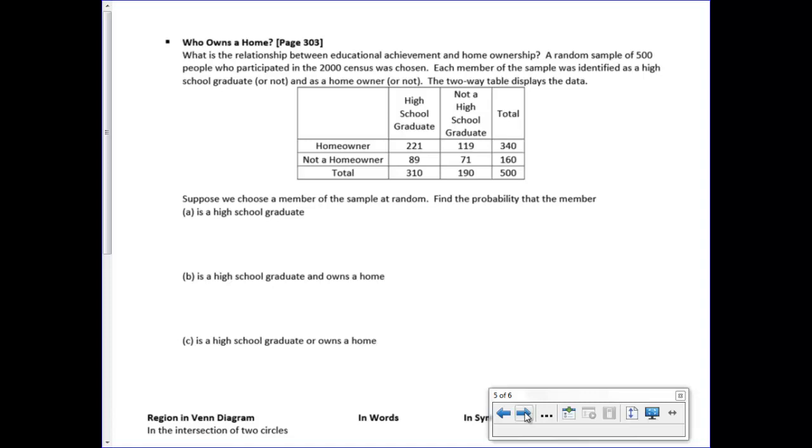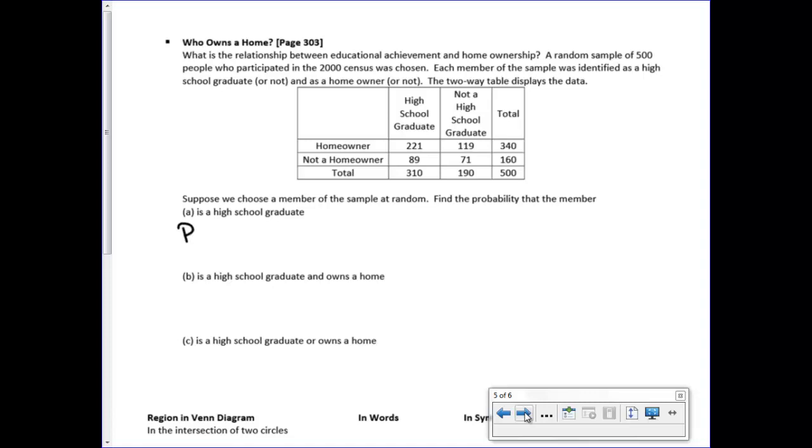What's the relationship between educational achievement and home ownership? A random sample of 500 people who participated in the 2000 census was chosen. Each member of the sample was identified as a high school graduate or not, and as a homeowner or not. The two-way table displays the data. Suppose we choose a member at random, find the probability that the member is a high school graduate.